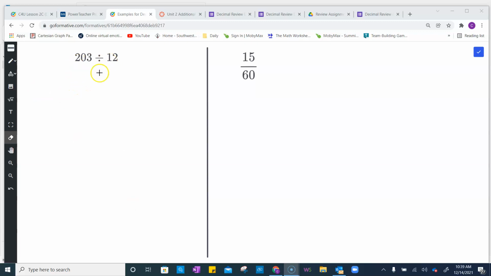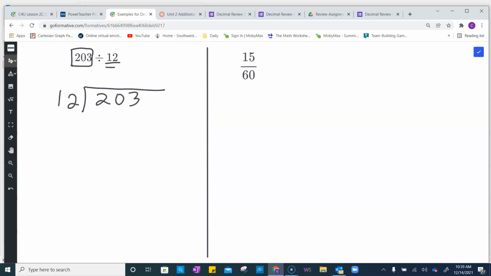Okay, we're going to start with 203 divided by 12. They're both whole numbers. So I'm going to set up my division bracket. The dividend, the first number, always goes under the house when you have a division symbol with the dots. So I'm putting 203 under the house. This is the divisor. It goes at the door. Notice you want to leave space between your numbers. You want to write neatly.